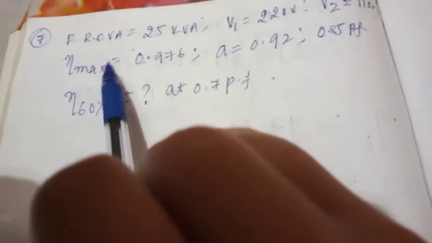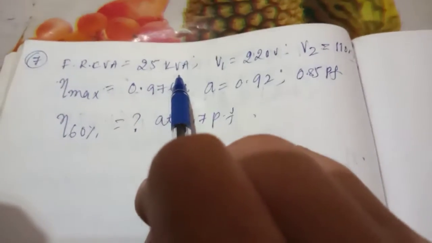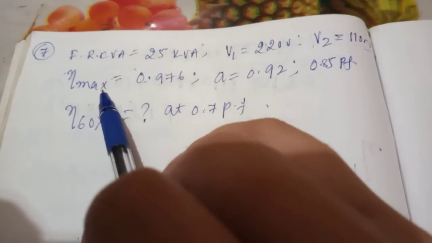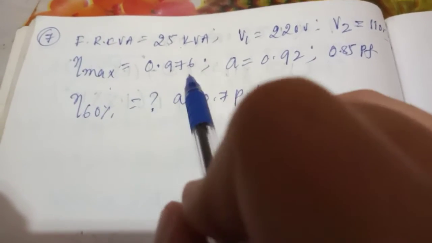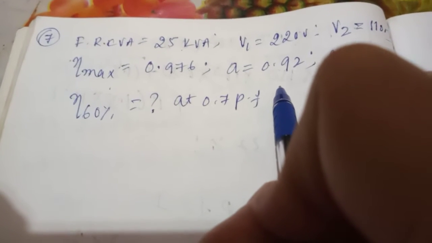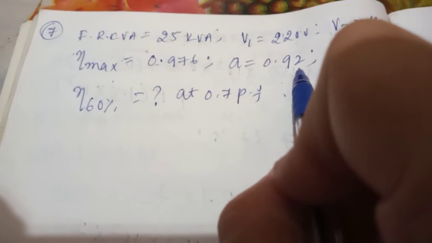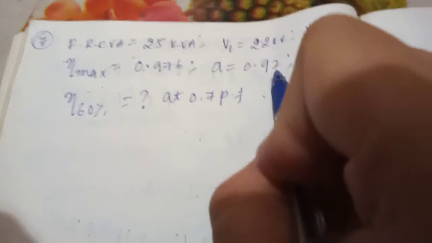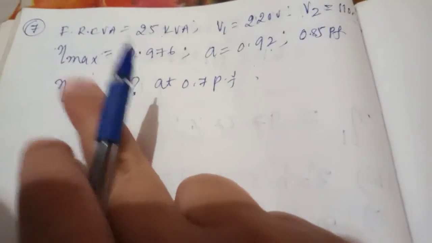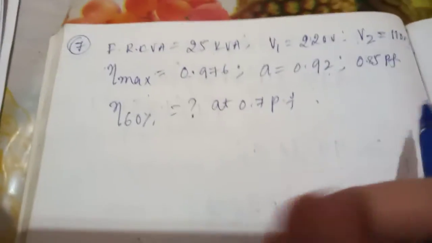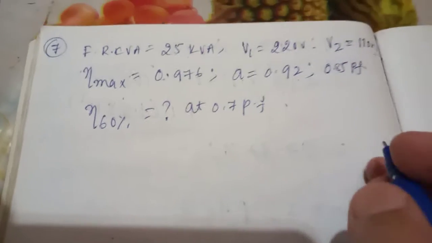See here, they have given full rated kVA of 25 kVA with so and so voltage ratios, and they have given η max, maximum efficiency is 0.976 at a load of 92%. x is equal to 0.92 and 0.85 is the power factor at which the efficiency is maximum. Then I have to calculate at 60% of the load, what would be the efficiency. I have to calculate what would be the efficiency at 60% load at 0.7 power factor.